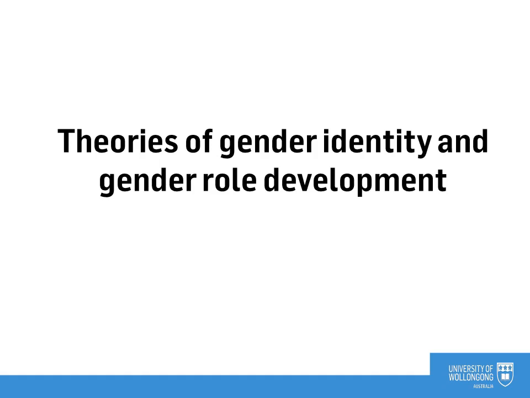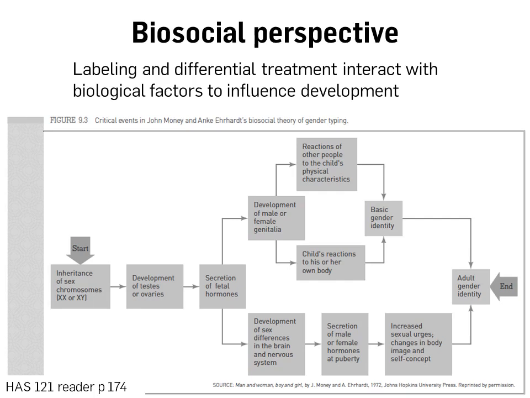So now we'll look at some theories that try to explain how people develop a sense of gender identity and how they develop an understanding of gender roles. The biosocial perspective, which is one of the theories covered in your reading, talks about how people respond to a child based on biological events. So this diagram traces that process. Initially, is a baby a boy or a girl? That can be found out now prenatally, or at birth, based on an examination of the genitalia or finding out about the chromosomes.